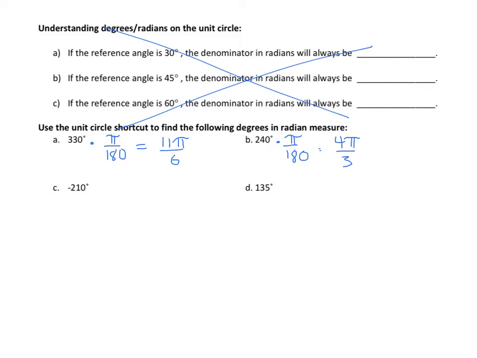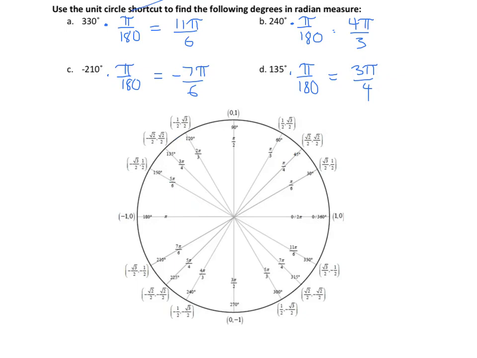Negative 210 times pi over 180 is going to be negative 7 pi over 6. And 135 times pi over 180 is going to be 3 pi over 4. Again, the sooner you have the unit circle memorized, the easier this will be.